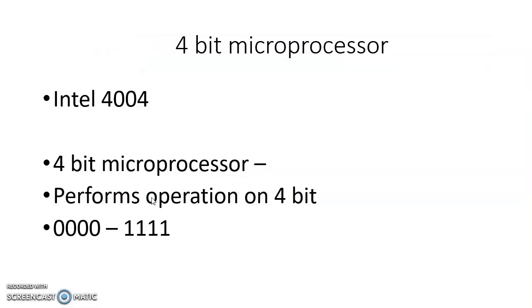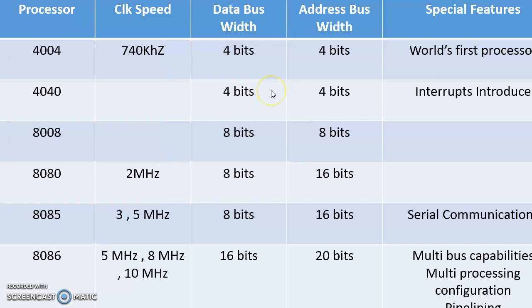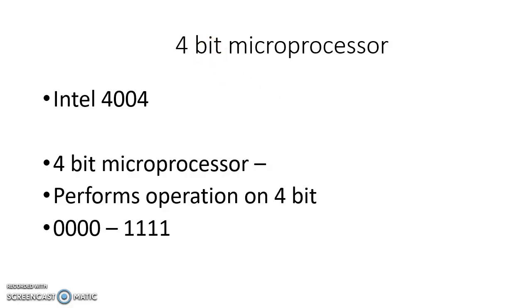So if you see here the 4-bit processor, the Intel 4004 processor, it can perform operations on 4 bits. So what is a 4-bit processor? The first processor developed was 4-bit, and that 4-bit processor was able to perform operations on 4 bits. As we know, 4-bit means 0000 to 1111.